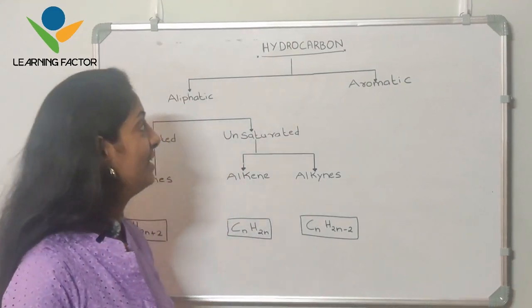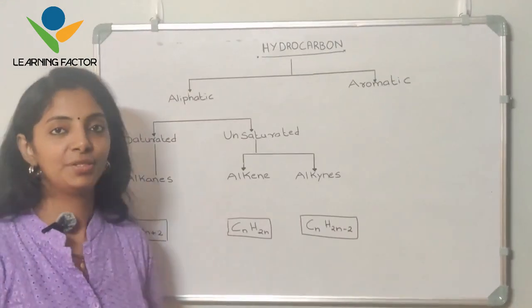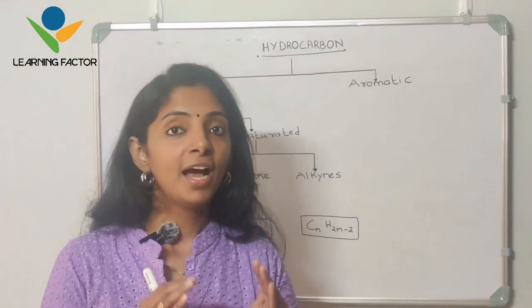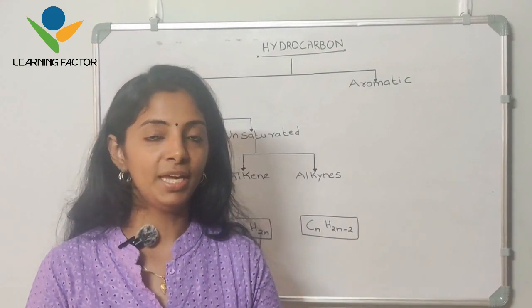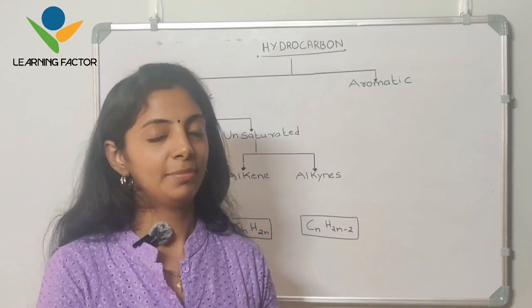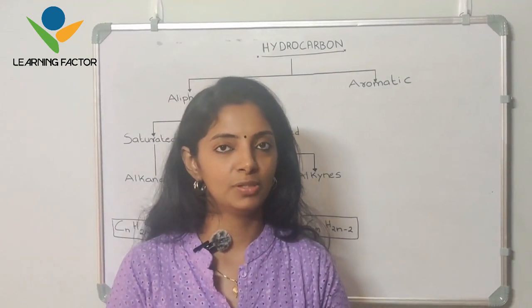So today we'll discuss hydrocarbons. What are hydrocarbons? Hydrocarbons are compounds which contain hydrogen and carbon. The compounds containing hydrogen and carbon are called hydrocarbons. Sometimes they may contain a functional group also.